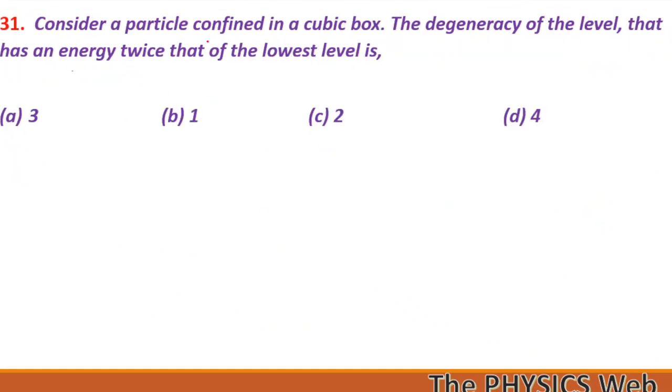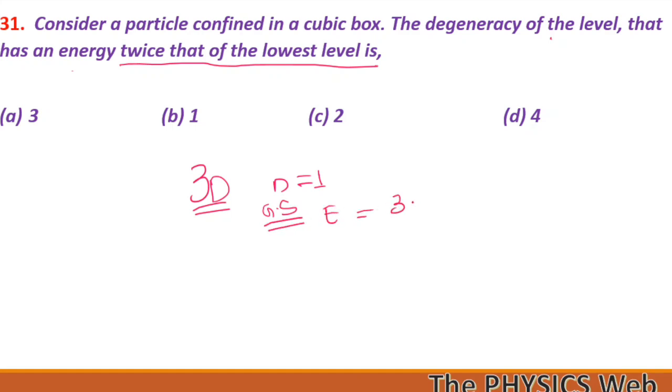Next, 31. Consider a particle confined in a cubic box. The degeneracy of the level that has an energy twice that of the lowest level. Okay, cubic box means your three-dimensional box. So in a three-dimensional box, for n equals 1, or ground state, the energy is 3π²ħ²/2mL². Now we have to find the degeneracy of that level which has an energy twice this energy.